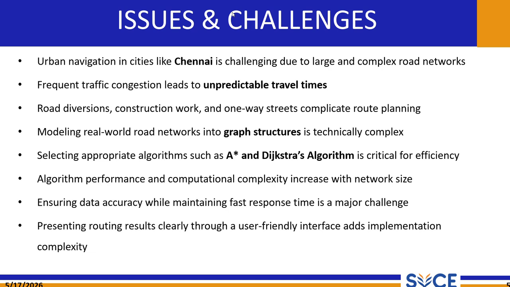One of the major issues is the large, complex Chennai road network, unpredictable traffic, and road diversions. The challenges are converting real roads to graph structures for the algorithm, balancing algorithm accuracy with speed, and creating a user-friendly interface.